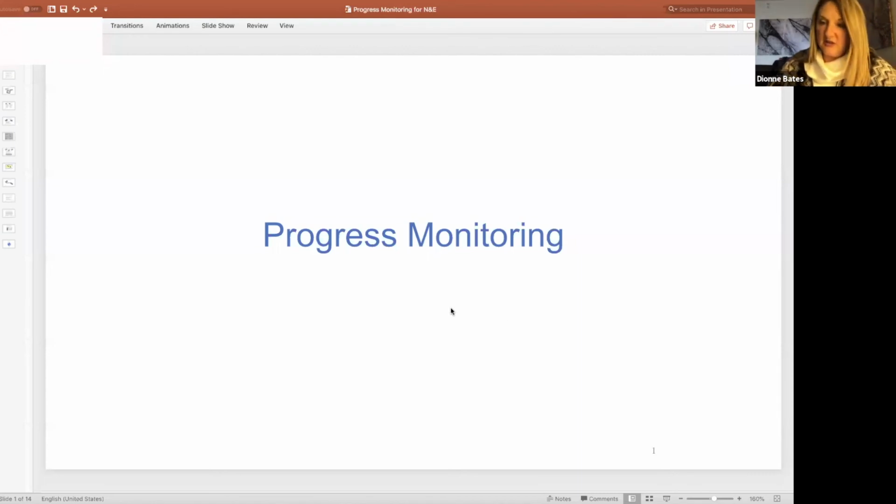So let's just talk a little bit about progress monitoring. That's our main topic. In the first Zoom meeting, we talked about eligibility and looking at present levels and just using triangulated data. And then the second topic was around IEPs and goal writing. And so today we're going to look at that progress monitoring.